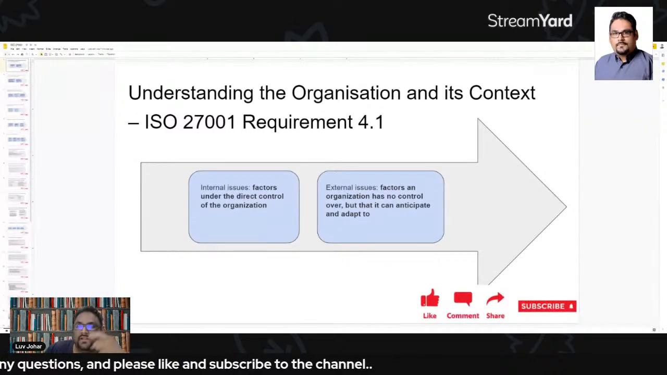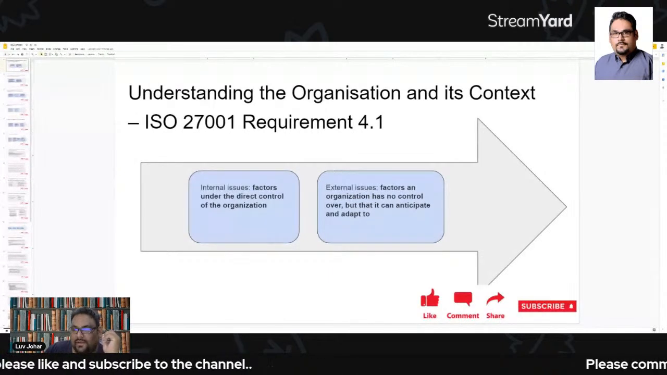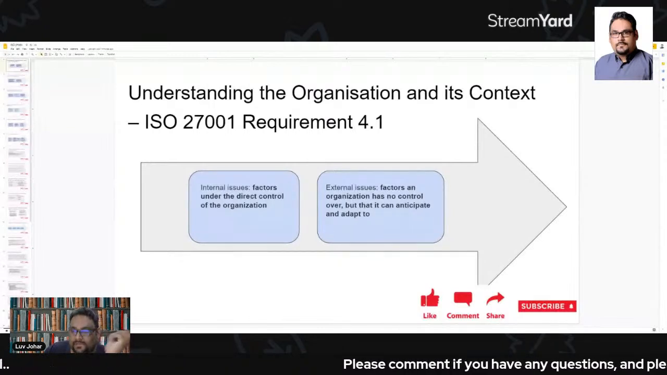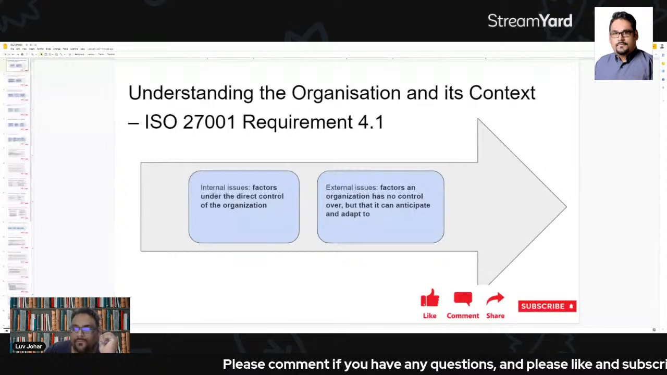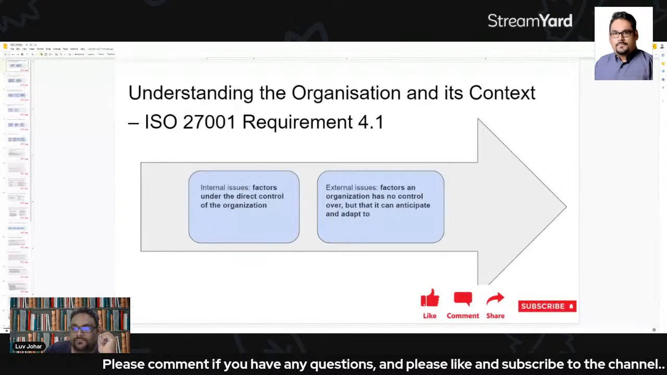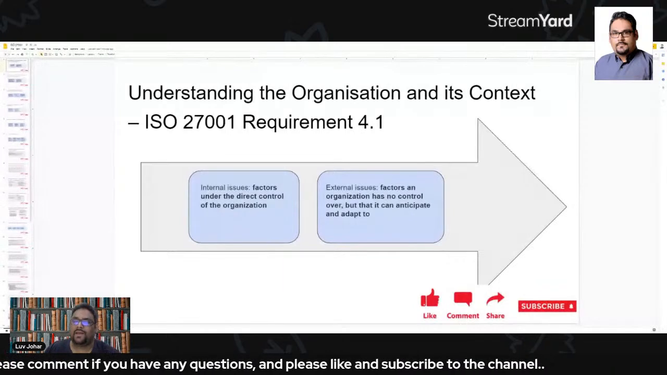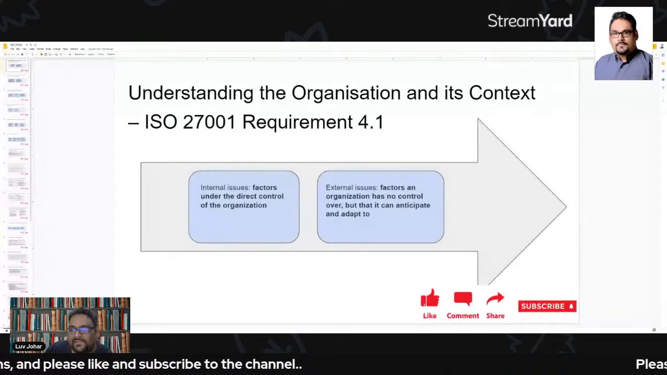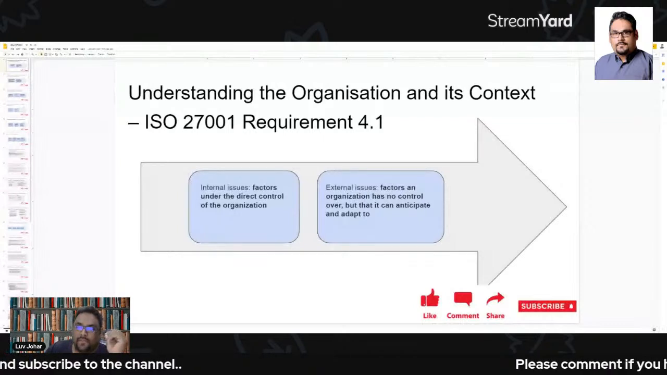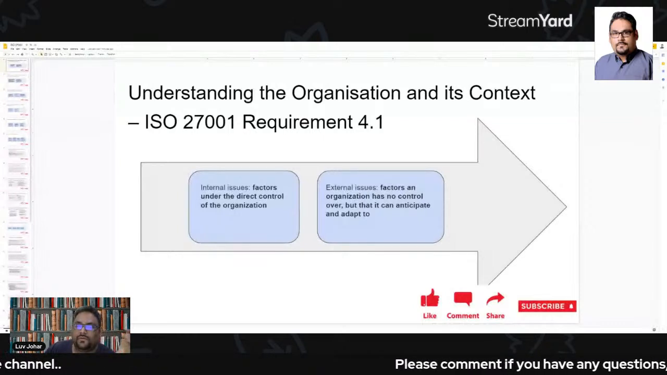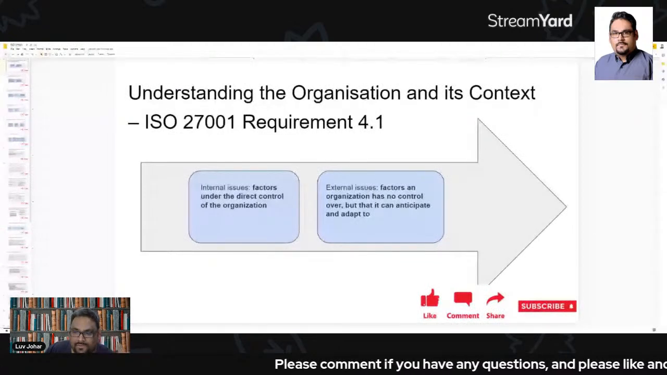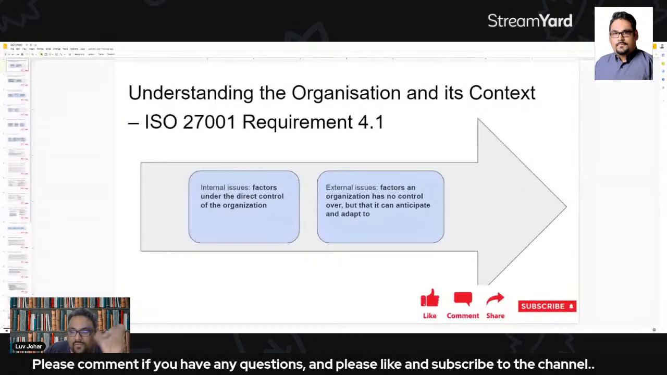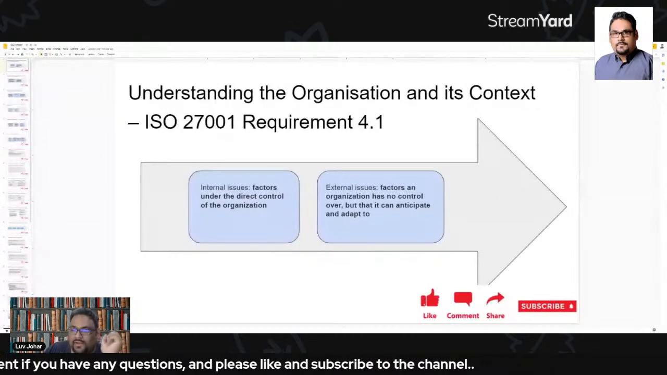Now let us see what are the different external issues that might affect or will affect the ISMS implementation that you are carrying out. Okay. So the first thing is market and customer trends. There might be a complete change in the market. There might be a scenario where there's a complete shift towards a particular type of technology in the market, and the kind of solutioning that you are providing is no longer needed.